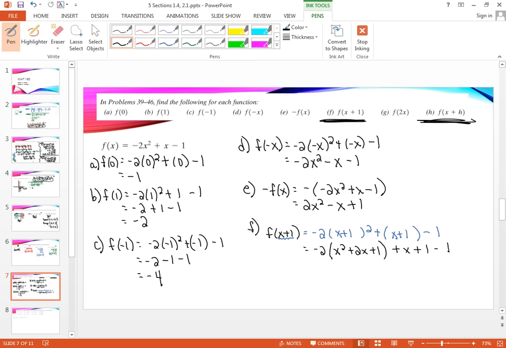Now I need to distribute the negative 2 into the parentheses. So negative 2x squared minus 4x minus 2 plus x, and then plus 1 minus 1, they add to 0. Negative 4x and a positive x, I can combine those and get a negative 3x minus 2. So negative 2x squared minus 3x minus 2.